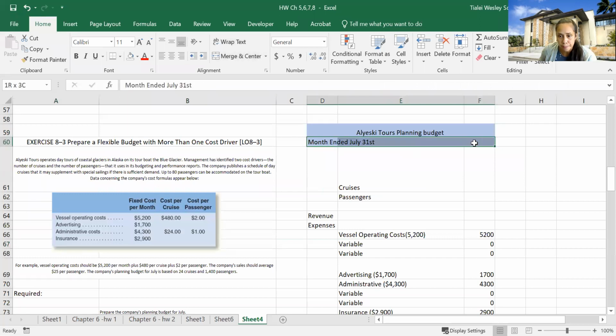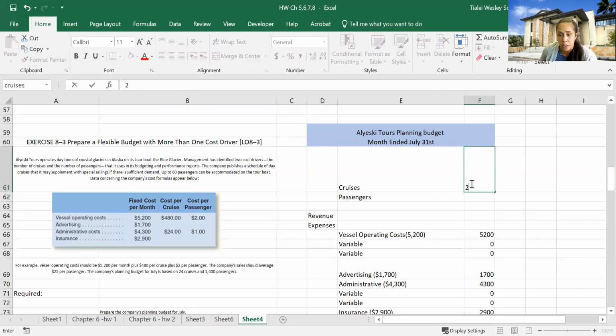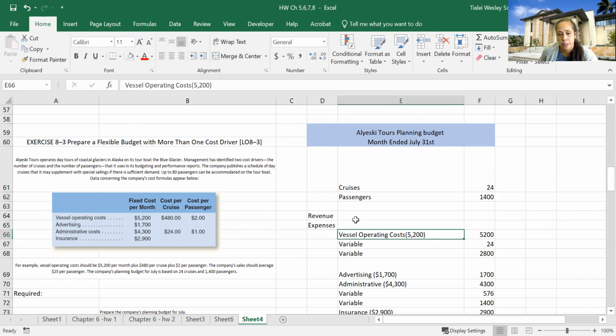I've named it over here. And I'm going to even name my cells where I'm going to put the cruises and passengers. So they have 24 cruises, and instead of naming this cell F61, I've actually put cruises in there so that whenever I want to refer to the number of cruises that are happening, instead of just selecting that cell, I'll know exactly what I want, and I want cruises. So I'll just put in that name cruises, and it'll know this is a constant, and 1,400 passengers, and I've named that cell passengers.